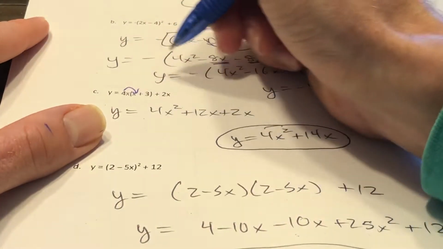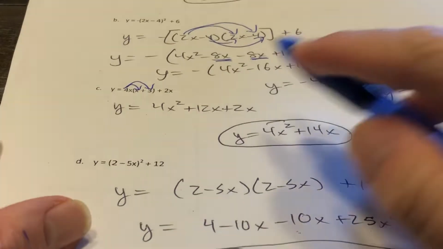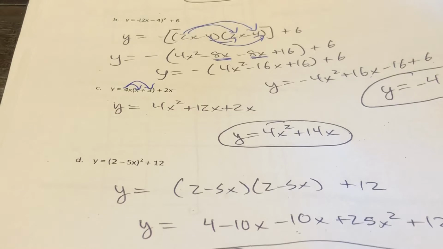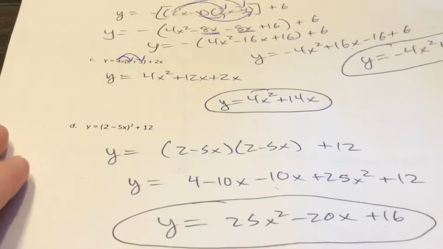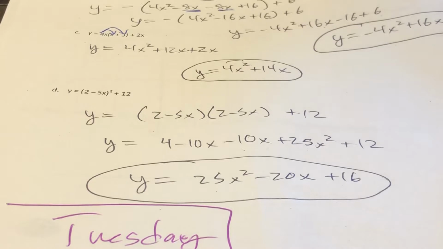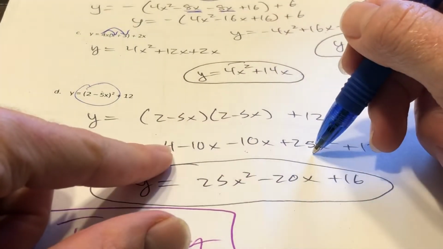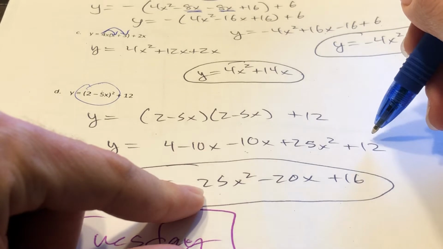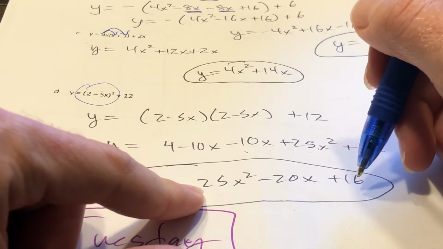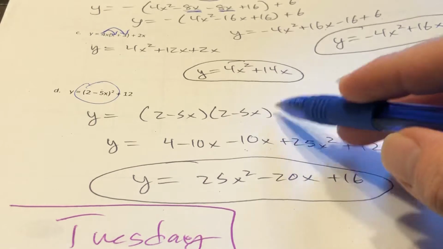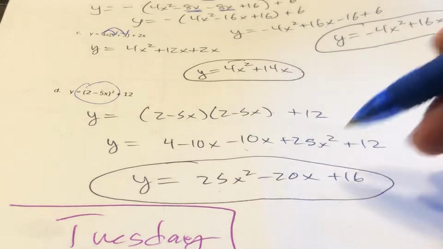Here, just distribute: 4x squared plus 12x plus 2x, 12x and 2x is 14x. That one was pretty easy. And lastly, D here, 2 minus 5x squared. Now, there's a trick. There's a way we can go from here to my answer. Obviously, we got this plus 12 in there. And I'll show that to you in class as well, because if you want to take more math classes, pre-calculus and then calculus, you're going to want to know how to apply the little trick here without having to FOIL everything out.